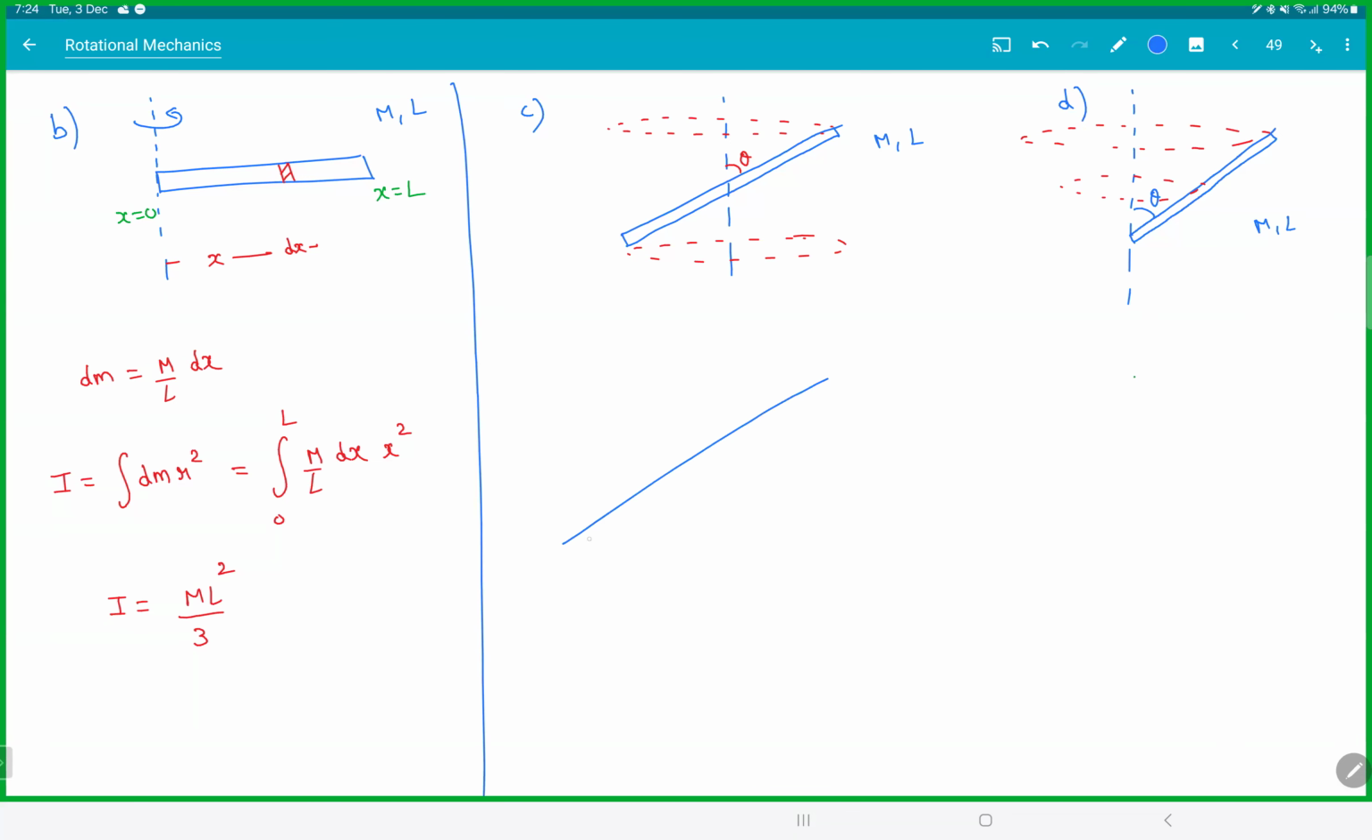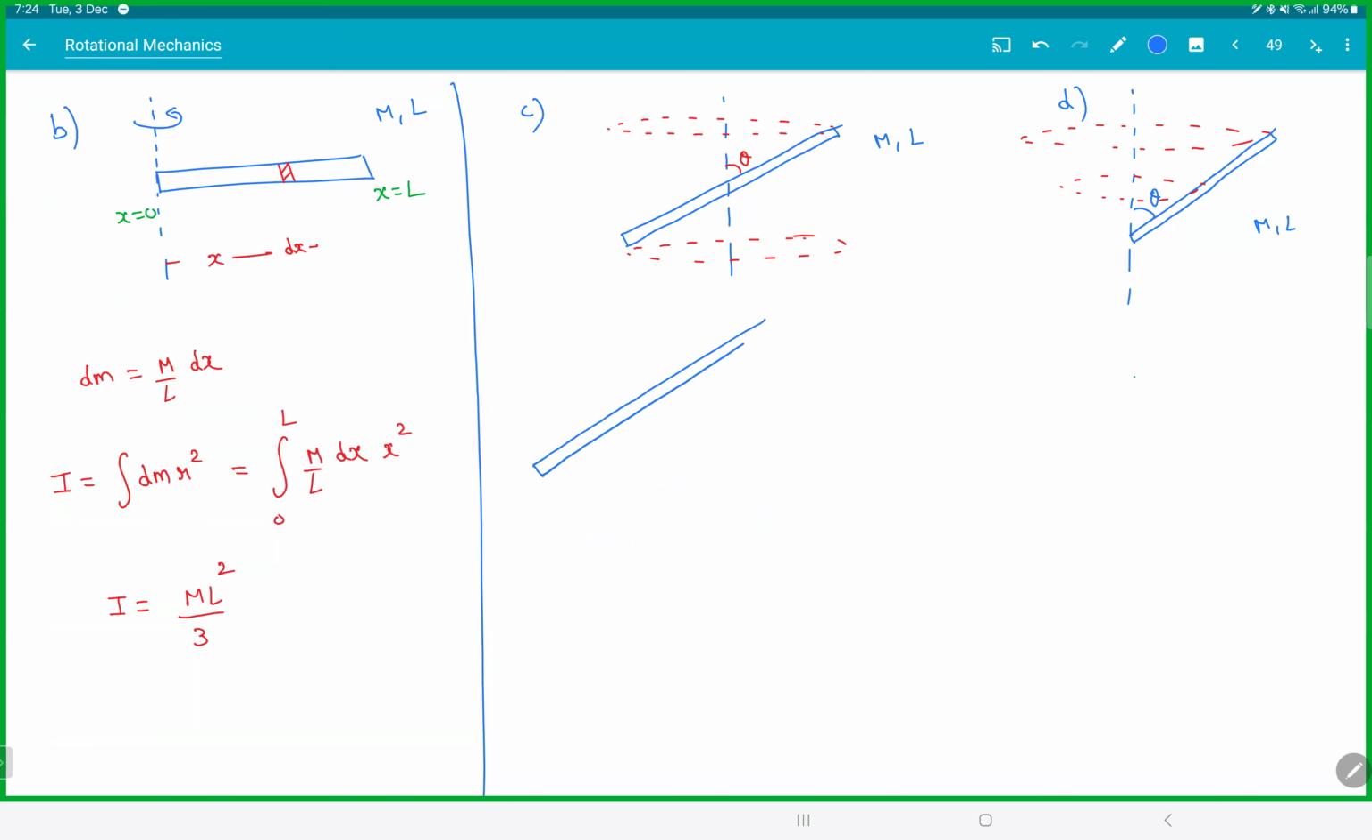Remember, whenever you have a rod, you always have to cut the piece like this only, meaning x has to be like this only. You can't take x horizontal or something. X is the length along the rod. You can't cut the rod into pieces like this. This is not a symmetrical piece. You have to cut it like a dx piece like that only.